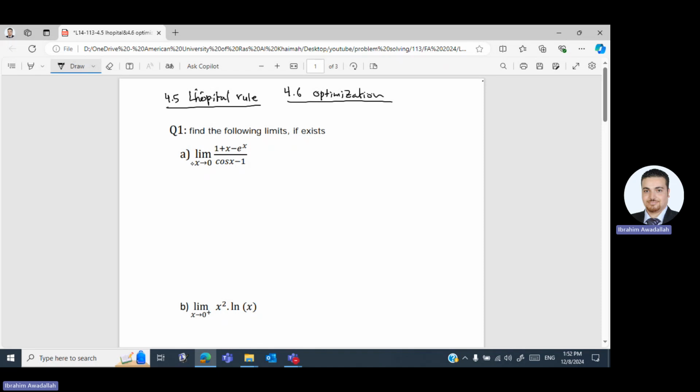We substitute for any limit. The first step will be substitute. So substitute 0 here will be 0. Substitute 0 here will be e to the power 0, 1. 1 plus 0 minus 1, the answer will be 0. And cosine 0, 1, 1 minus 1, it's another 0. So since we have indeterminate form, we can use L'Hopital.